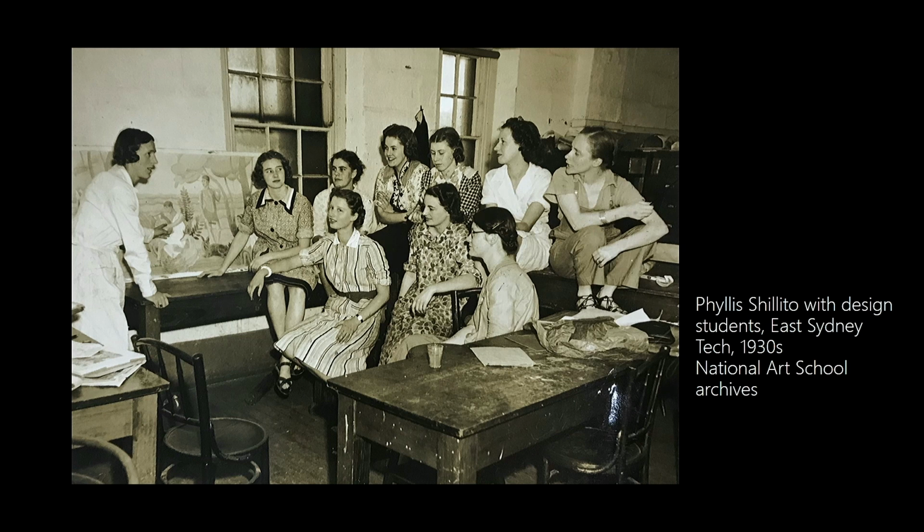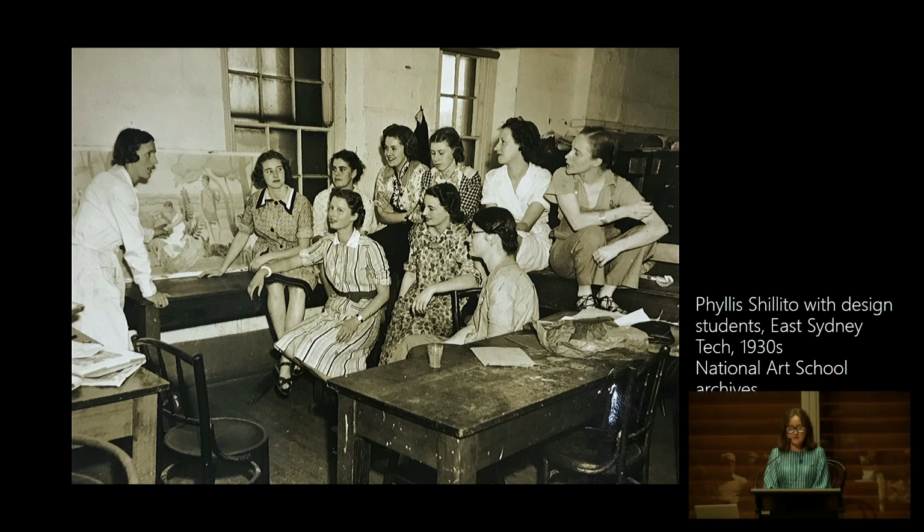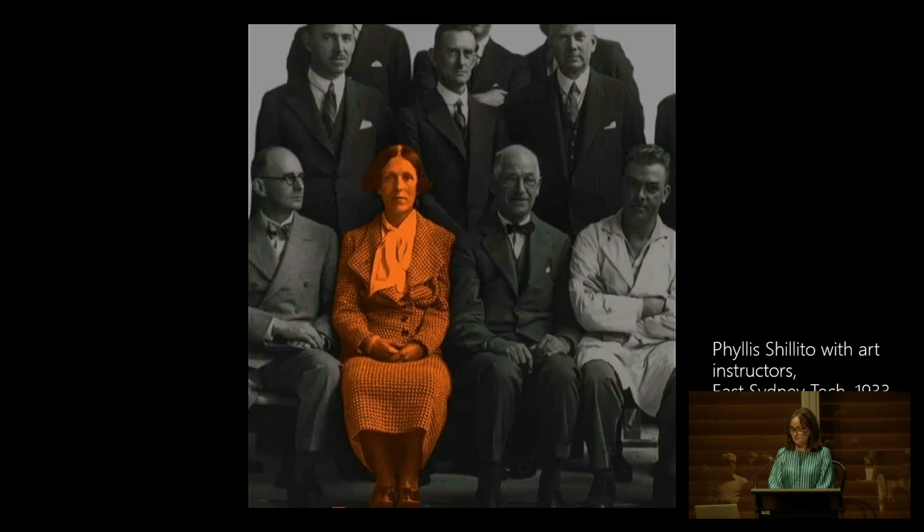Arriving at East Sydney Tech in 1925, Phyllis Shillito's roots were in the north of England, arts and crafts, design reform and manufacturing traditions. Trained at the Halifax Technical College from 1912 and awarded first-class honours at City and Guilds of London in 1917, she was long familiar with the antecedent scientific views of colour, which David is going to go into in his talk.